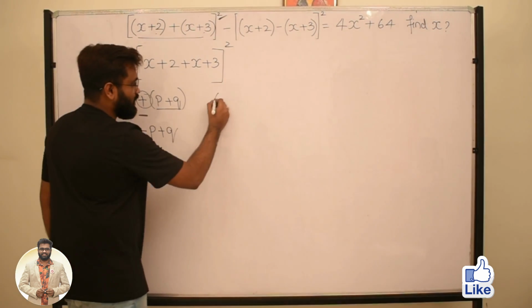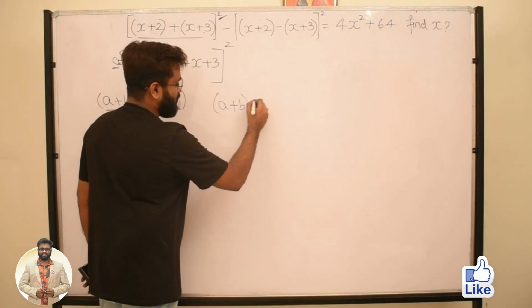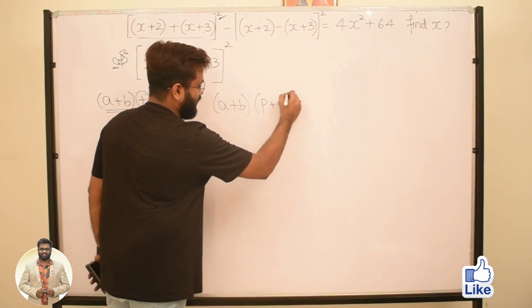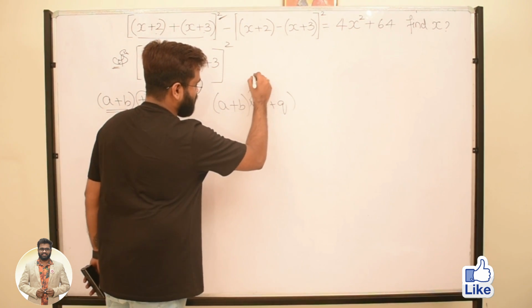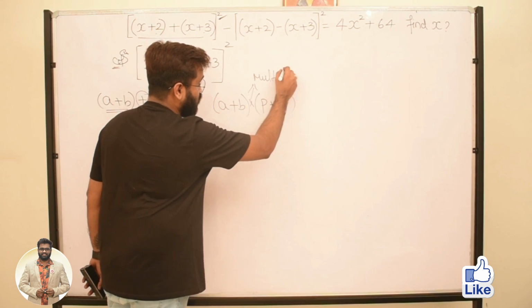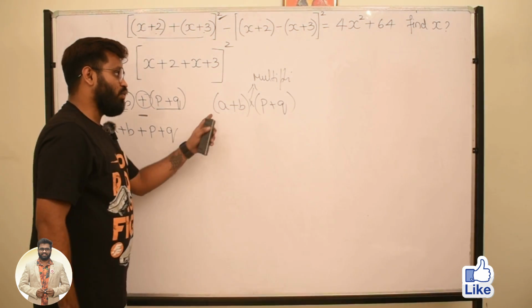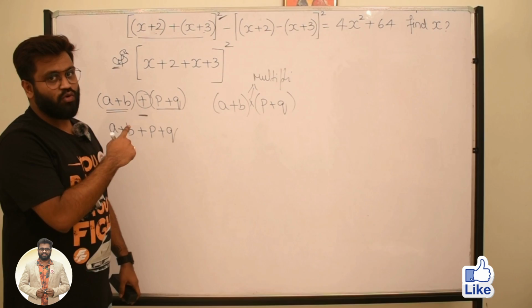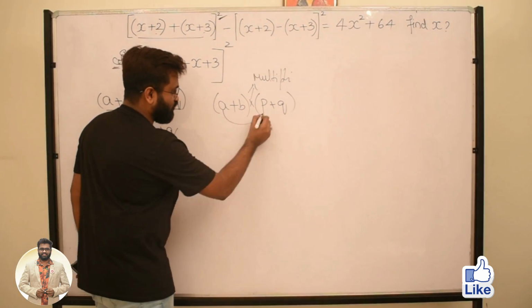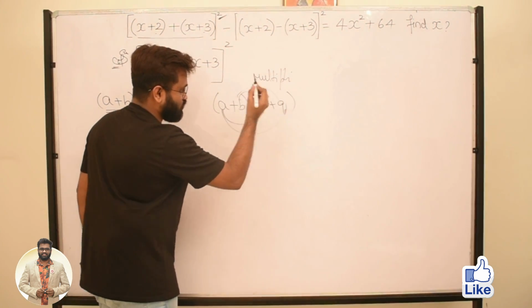When the relationship between (a + b) and (p + q) is multiplication, we need to multiply these both. How am I multiplying this? I have explained it in the previous video. It is very simple. This with this, and this with this, and this with this, this with this.